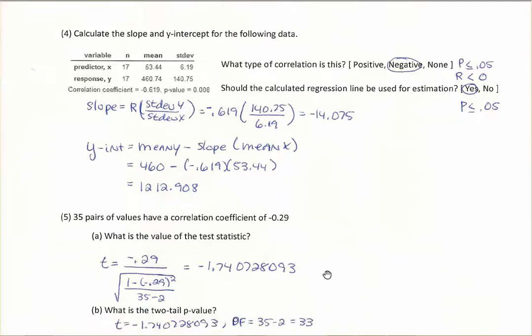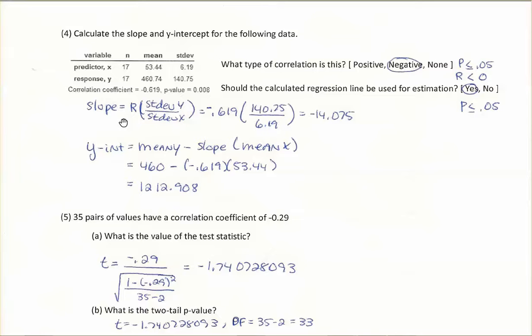Calculate the slope and y-intercept of this data. What type of correlation is this? Well, our p-value is 0.008, which is less than 0.05. So then we can look at the correlation coefficient, which is a negative 0.619, so that's how we know it's negative. Should the calculated regression line be used? Yes, because our p is less than 0.05.